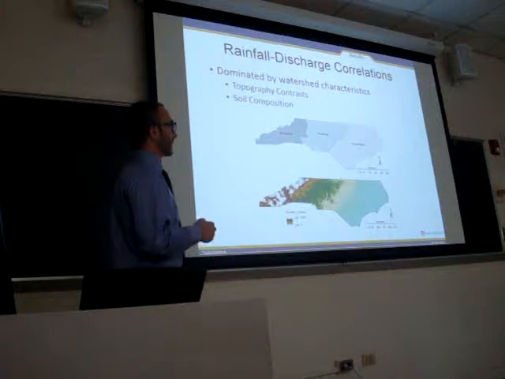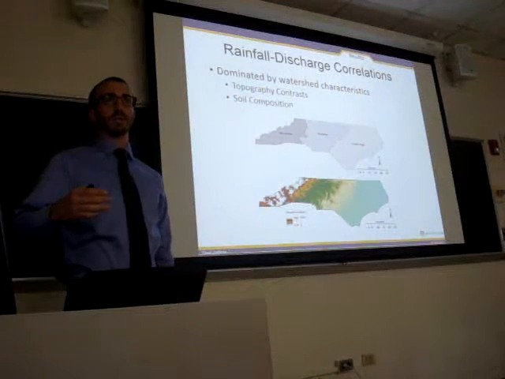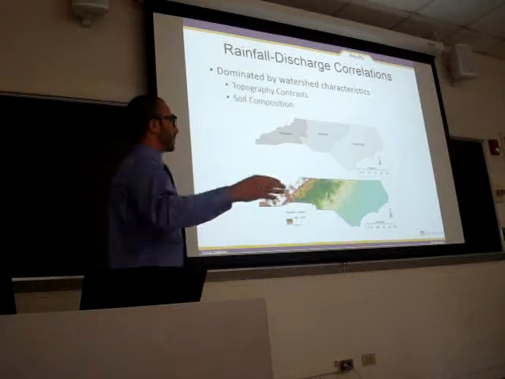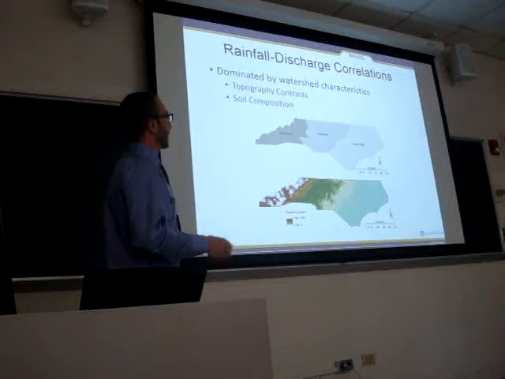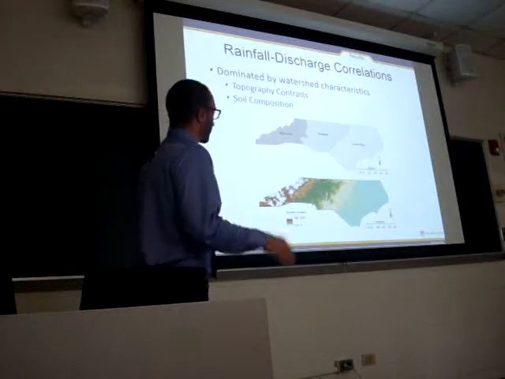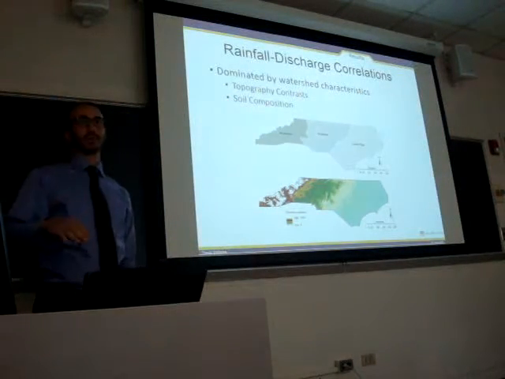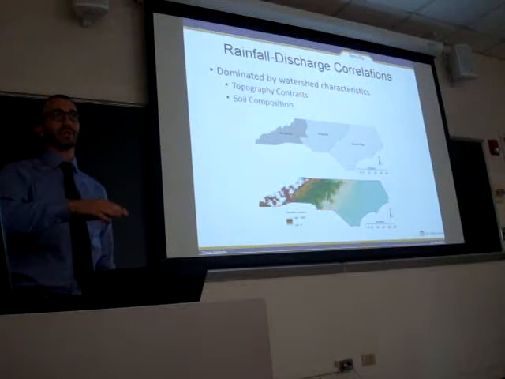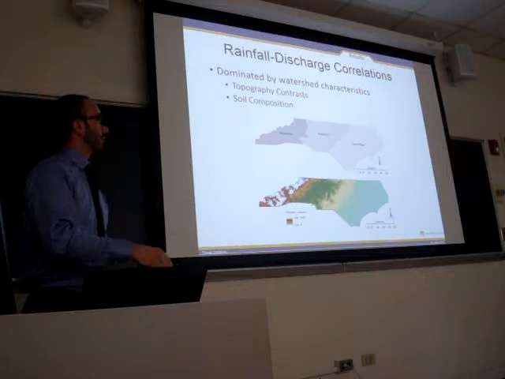Especially in the mountains where we see less of a time lag between the strongest correlations, and we see more of a time lag in the coastal plains, that's probably due to topography and the acceleration of the discharge down the mountainside. Also the soil composition, we have more water infiltration and therefore slower progression of the water into the stream network in the coastal watersheds.